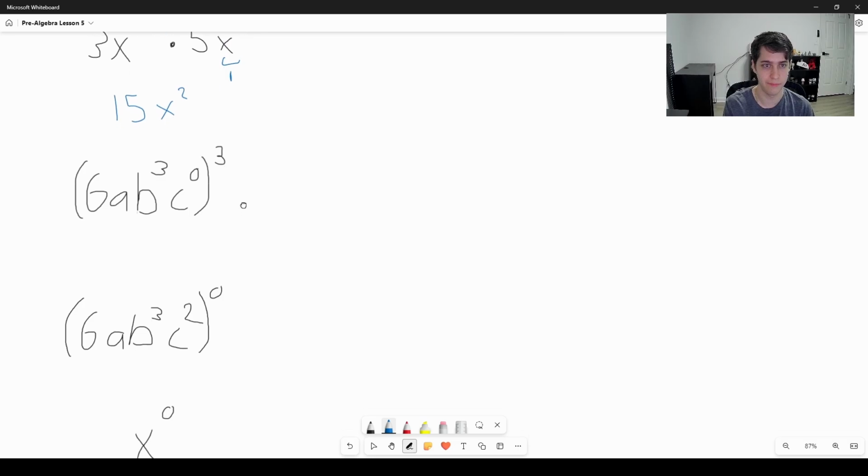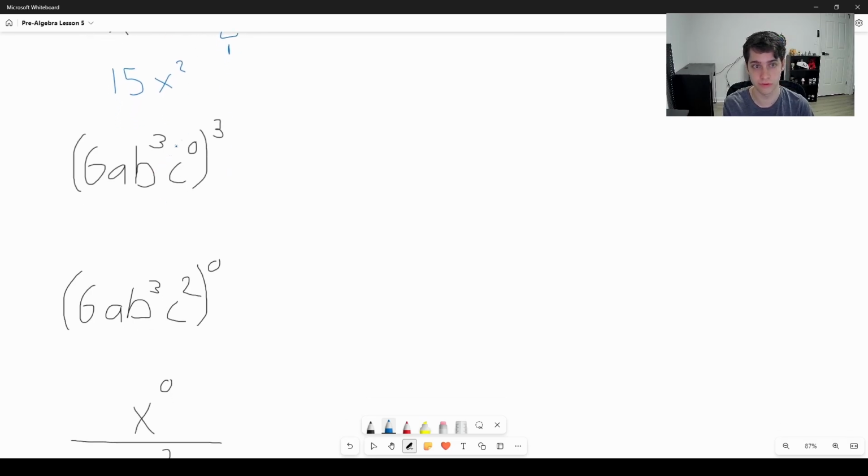So now let's talk about power of powers and how the 0 works here. Same idea. The only thing that's actually going to be affected is this term right here. Everything else goes as normal. We're going to distribute this out to everything, but it becomes 6 to the third. A is a 1, so it becomes a to the third. B is a 3, so it becomes b to the 9.